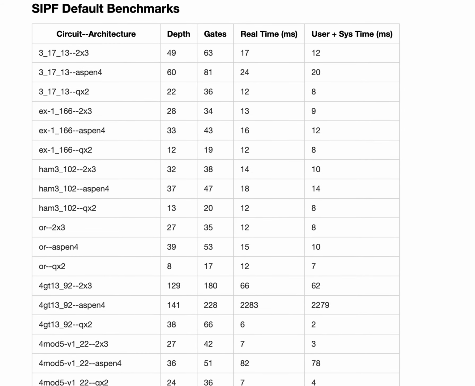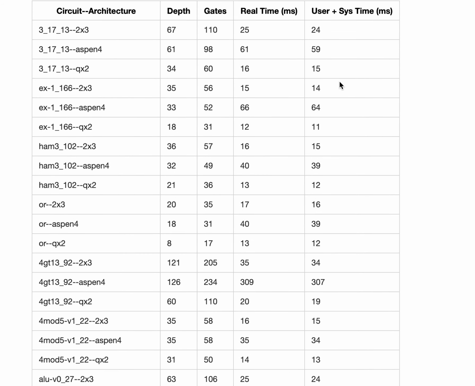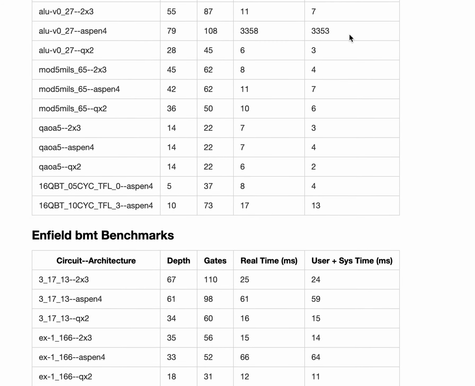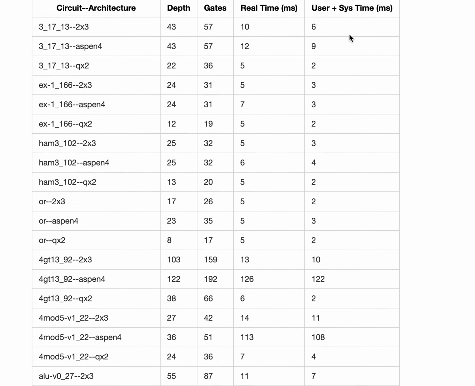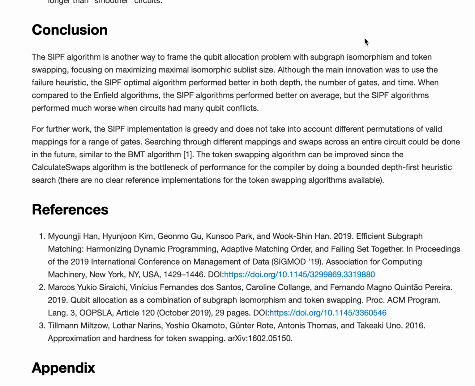I also have a bunch of benchmarks here, and you can see them. I measured the real time, the user and system time, which is basically the CPU clock time in milliseconds, and the depth and the gates, which are from using the Chasm parser. And this is also compared to the Enfield one. And the Enfield one has its own stats option, which basically prints out depths and gates. The real time and user and system time, I was using the bash shell time command. Yeah, thank you for listening.